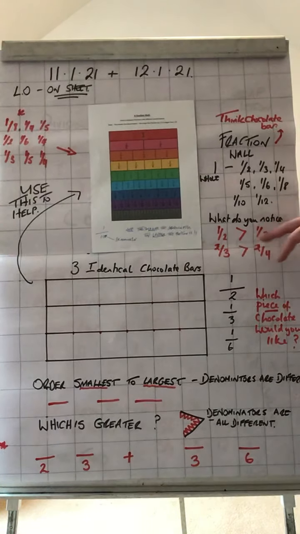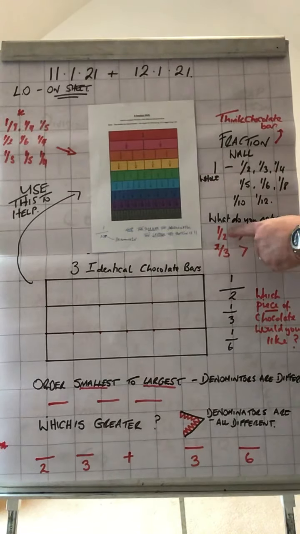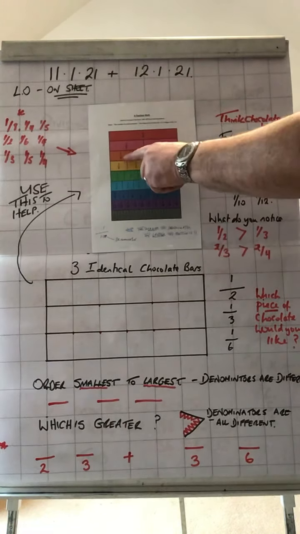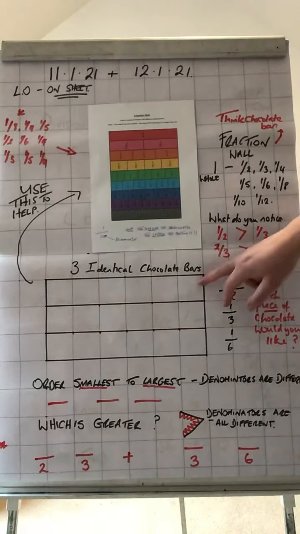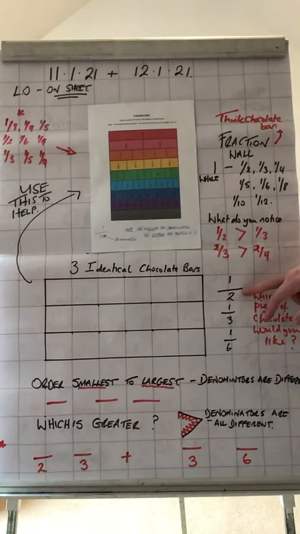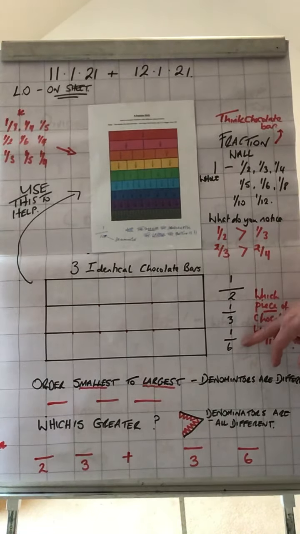So therefore, if I write this out as greater than, a half is greater than 1/3. I would much prefer half a chocolate bar than a third of a chocolate bar. Just to show you that visually as well, I'm going to split my 3 chocolate bars into halves, thirds and sixths, and you can tell me which piece of chocolate you would prefer.